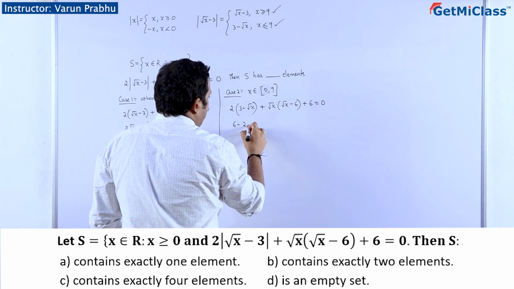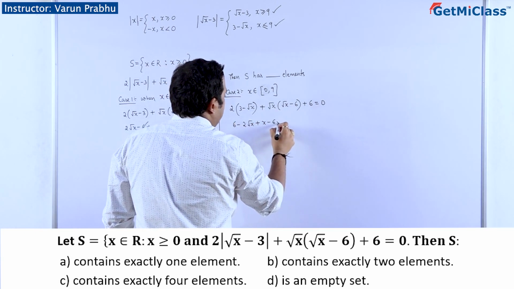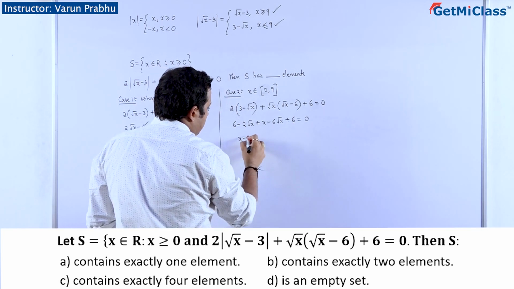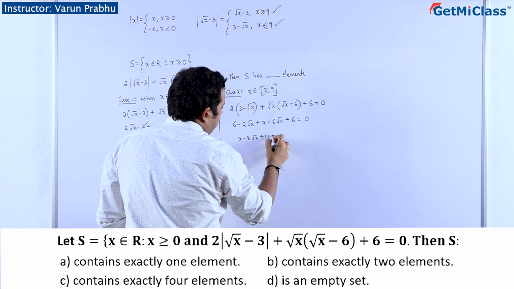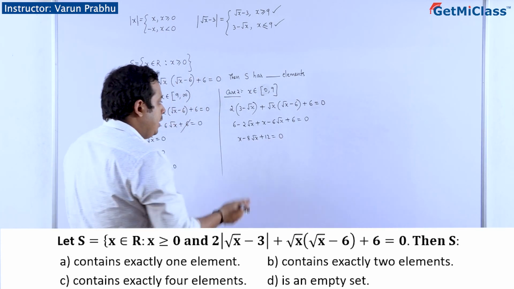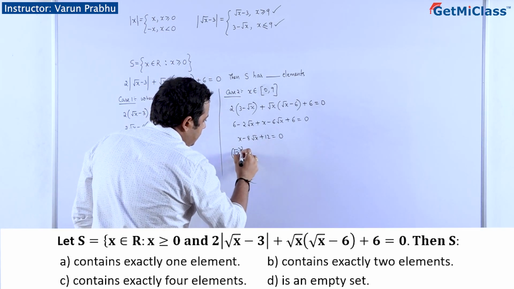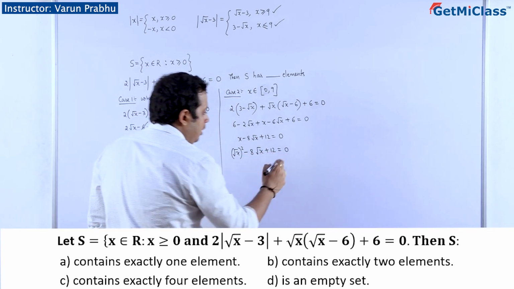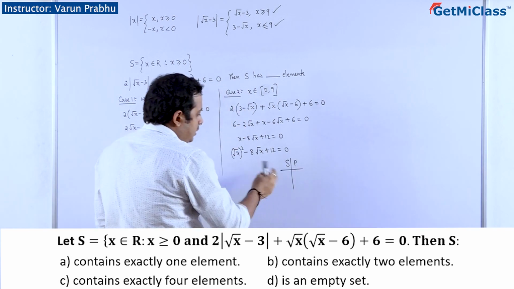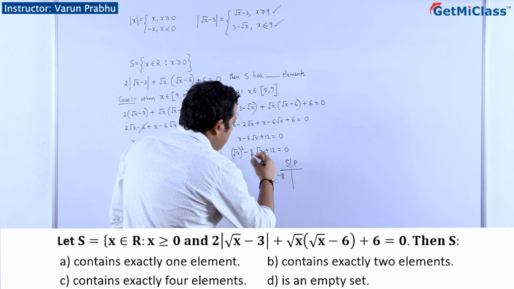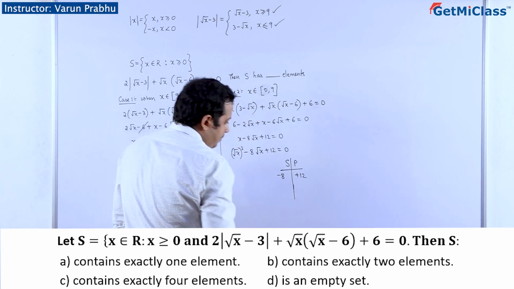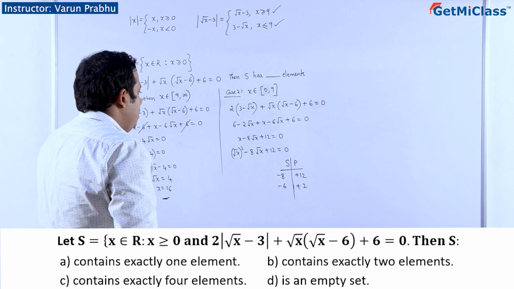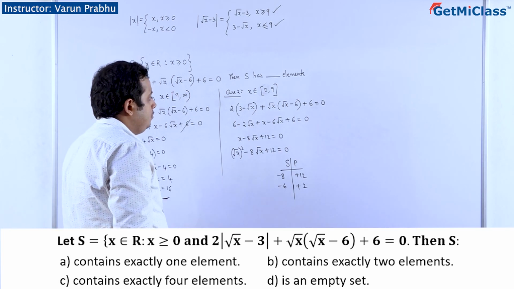So 6 minus 2 root x plus x minus 6 root x plus 6, that is equal to 0. So what is the answer that we get? x minus 8 root x plus 12, that is equal to 0. Are you getting it? Which can be written as root x whole square minus 8 root x plus 12, that is equal to 0, correct or not? So take the sum and the product. We have discussed about this. So minus 8 and plus 12, which is nothing but minus 6 and minus 2, right?